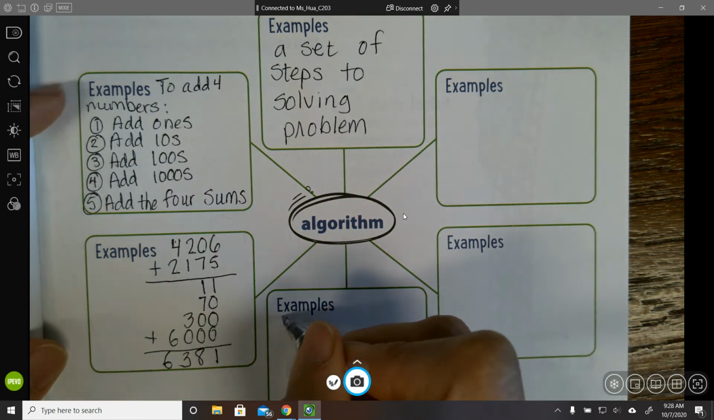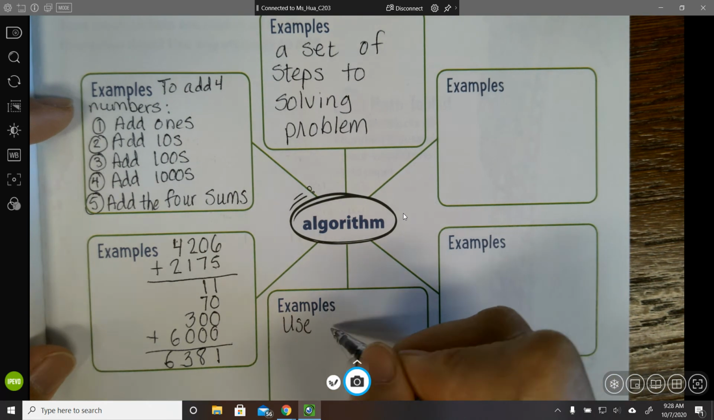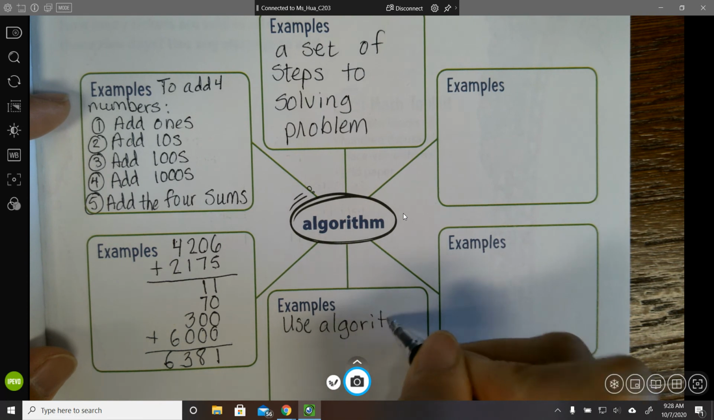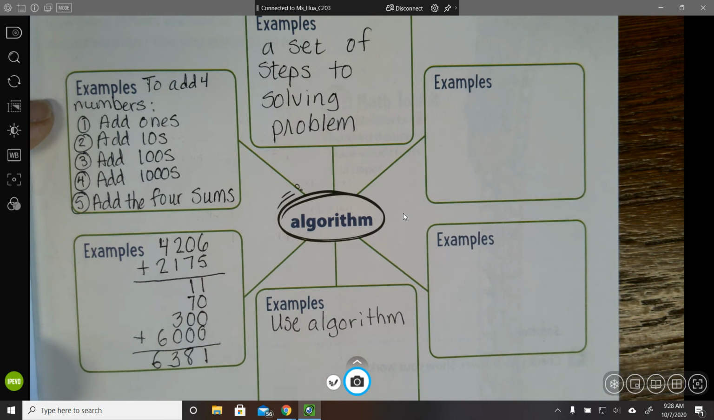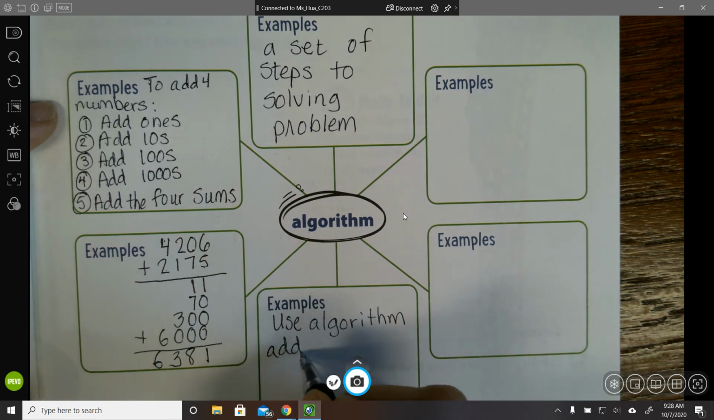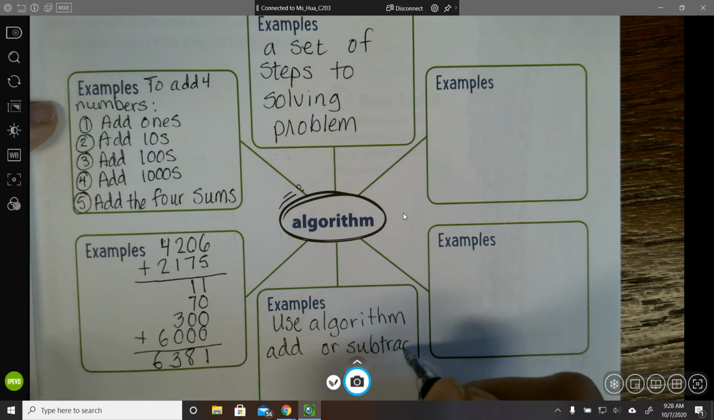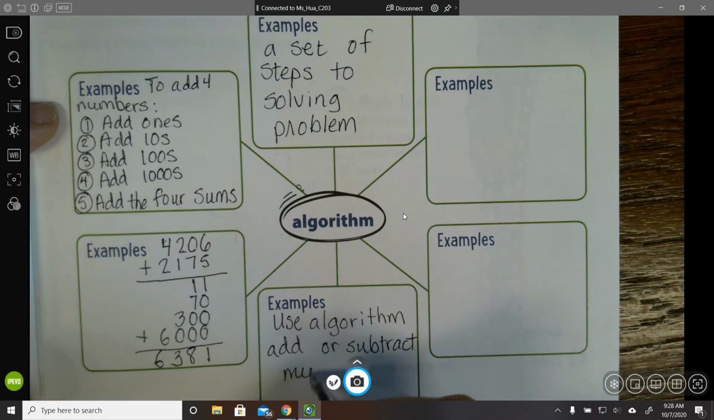You can use algorithm. That's a fancy word of different steps to add or subtract any numbers.